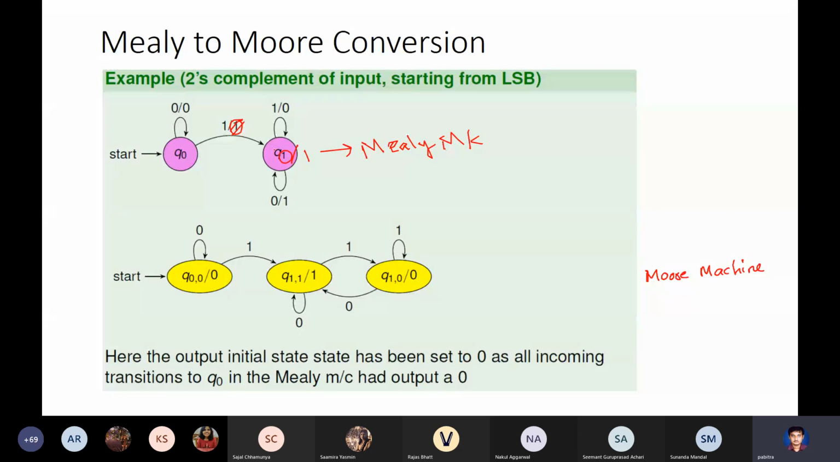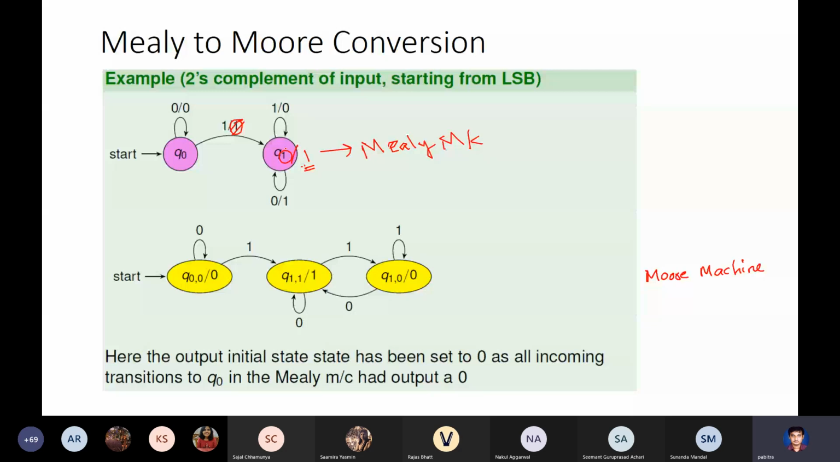But now, since it is an equivalent Moore machine, the output is tied with the state. So whenever I am in Q1, I should always output 1. That's fine for this edge. That complies with this edge: I am in Q0, I get an input 1, I move to Q1, and I output 1. That's what this edge says. But now let us look at this self loop edge.